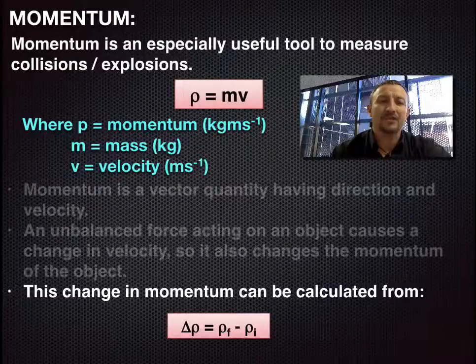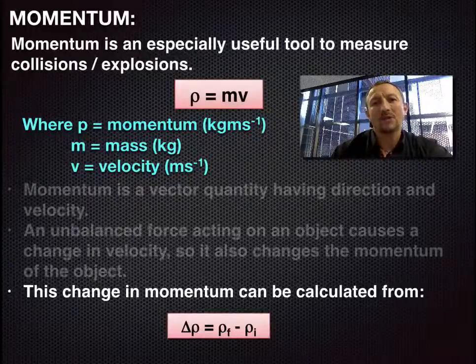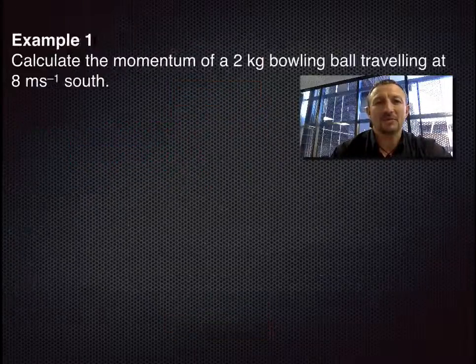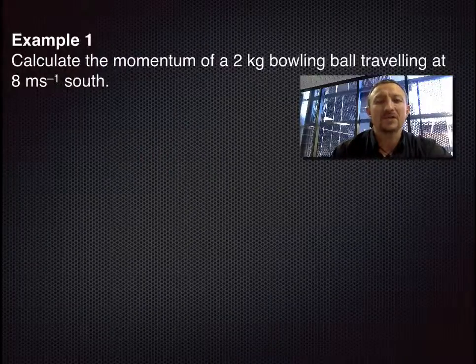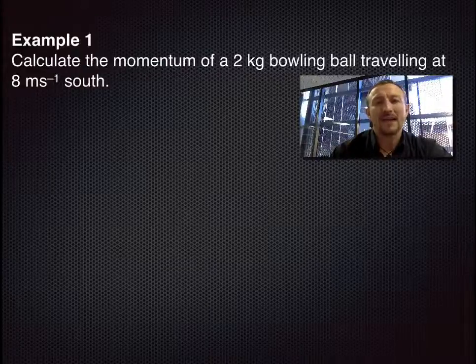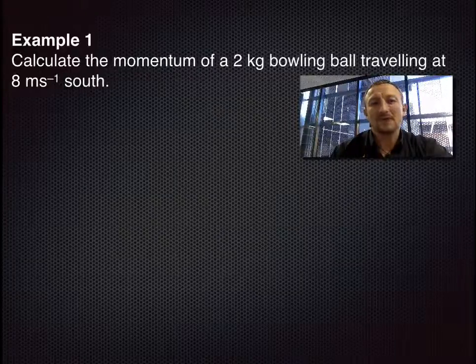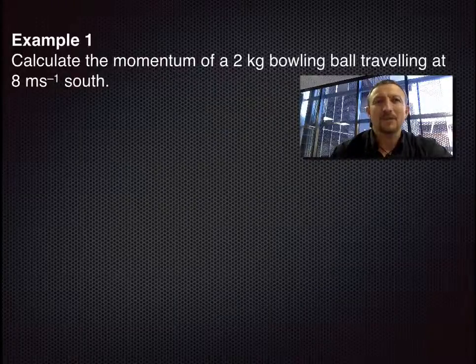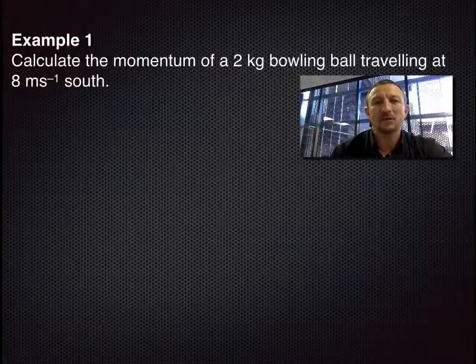Okay, so let's start off and have a look at an example of how we utilize the algorithm, and then we'll go on to a little bit more of an involved example looking at change in momentum. So here we've got an example where we're going to calculate solely the momentum of a 2 kilogram bowling ball which is traveling at 8 meters per second south. Note that the velocity has been mentioned in the form of a vector, so the momentum must be stated as a vector with a magnitude and a direction. So pause it for a moment, see if you can calculate the momentum of this bowling ball.